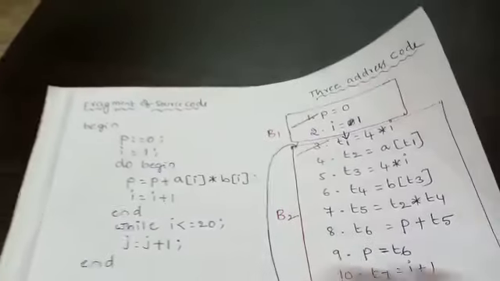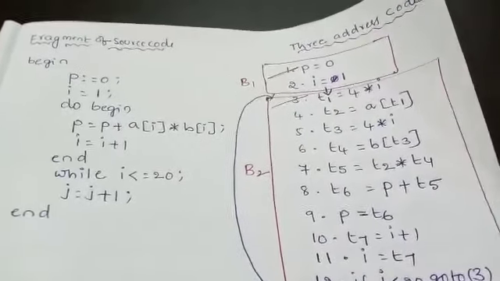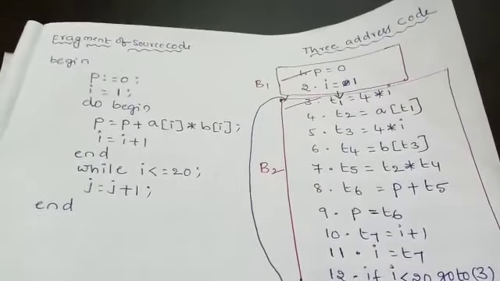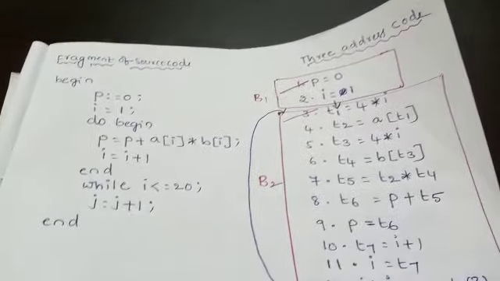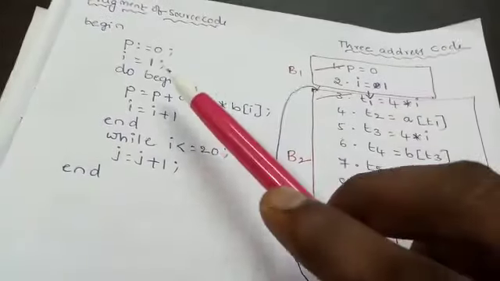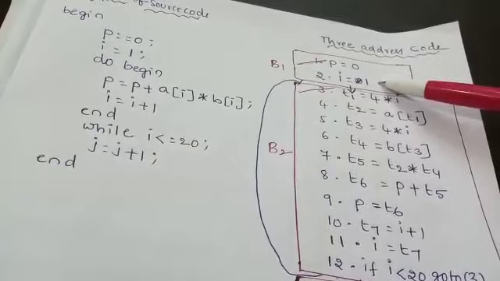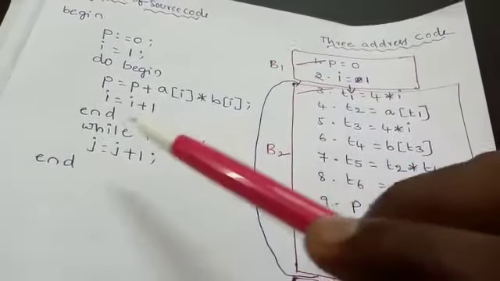For this fragment of source code, this is the 3 address code generated by the intermediate code generator. The first statement we have is p equal to 0 in the source code, and here also p equal to 0, then I equal to 1, and here also I equal to 1. Next, we have the do while loop.